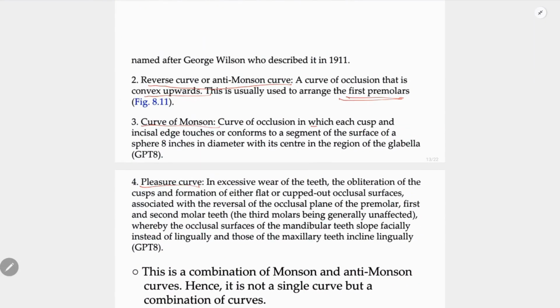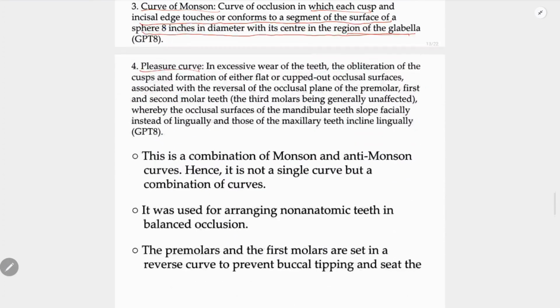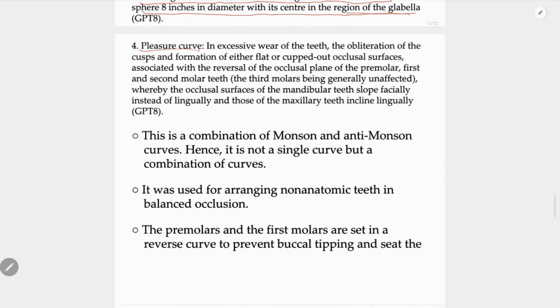Curve of occlusion in which each cusp and incisal edge touches or conforms to a segment of the surface of a sphere 8 inches in diameter with its center in the region of glabella. So, curve of monsoon is nothing but occlusion in which each cusp and the incisal edges touch to form a sphere 8 inches in diameter and the center of the sphere is in the region of glabella. That is your curve of monsoon. Next we move on to the pleasure curve.